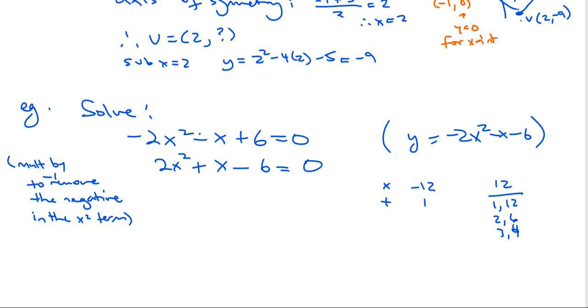Okay, and I need one pair that's going to multiply to -12, which means one of the numbers in the pair is negative, but they have to add to +1. So that's going to be this 3, 4, but I have to make the 3 negative, so they add to +1. So now I got 2x squared minus 3x plus 4x minus 6.